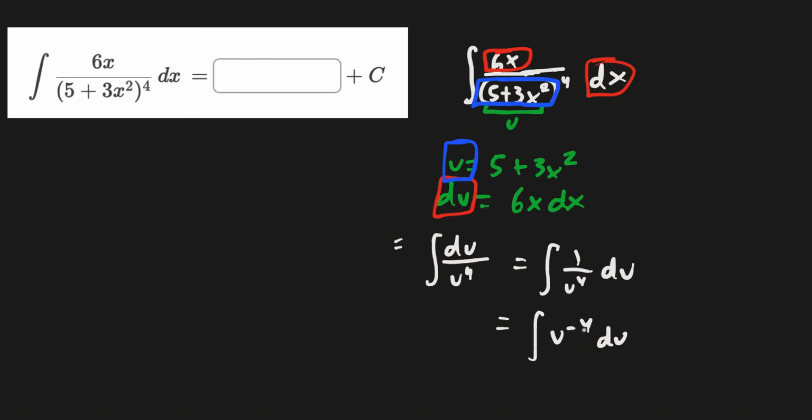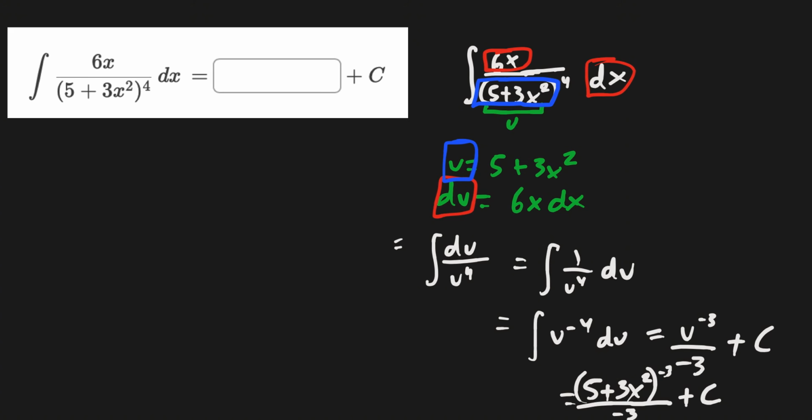And then now we can use our reverse power rule, which is just going to make this u to the negative 4 plus 1, which is negative 3, over negative 4 plus 1, which is negative 3, plus c. But then we have to replace this u with x. So in terms of x, we just have to make this 5 plus 3x squared. I'm running out of space. 5 plus 3x squared raised to the negative third power, all over negative 3 plus c.